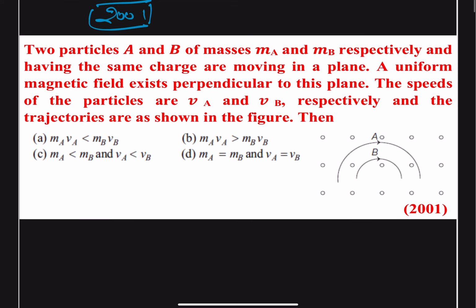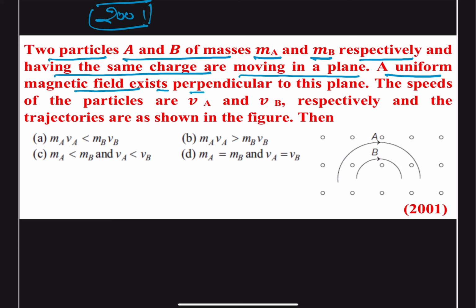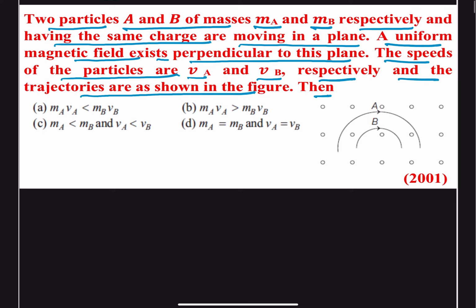So in the first question, it says that two particles A and B of masses MA and MB respectively, having the same charge, are moving in the plane. A uniform magnetic field exists perpendicular to this plane. The speeds of the particles are VA and VB respectively, and the trajectories are shown in the figure. Then we have to find out the relationship of these particles with respect to their mass and velocity.